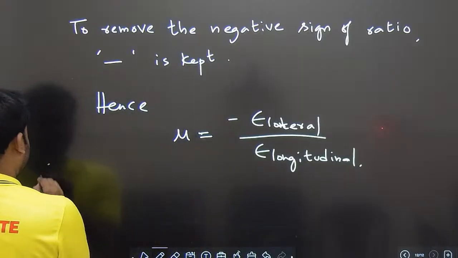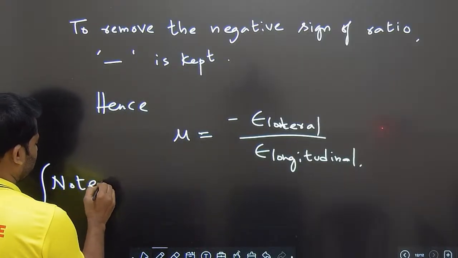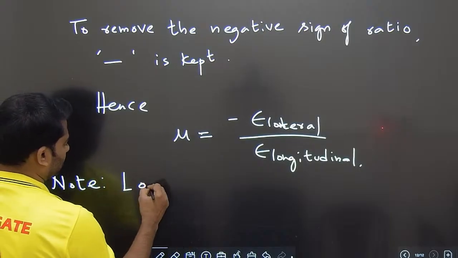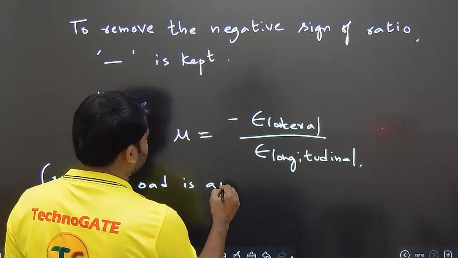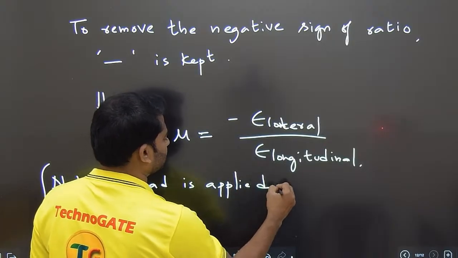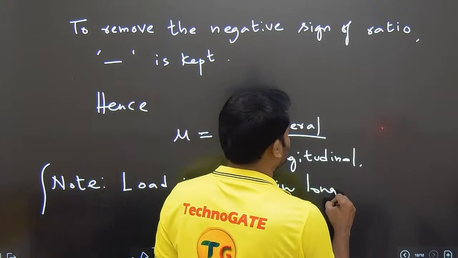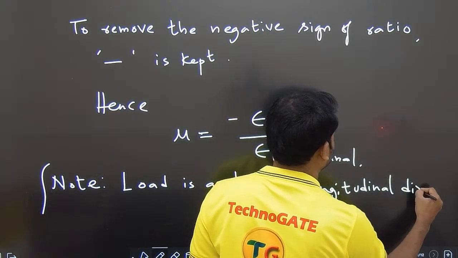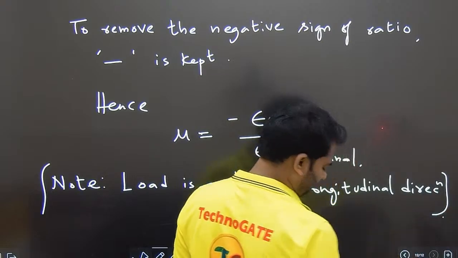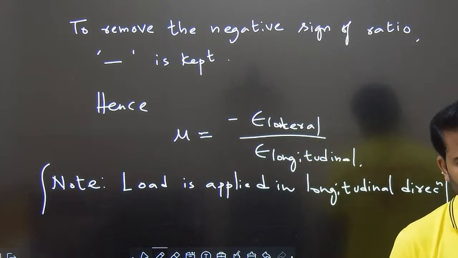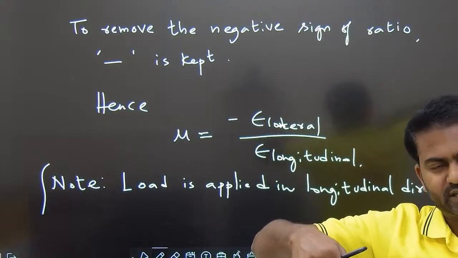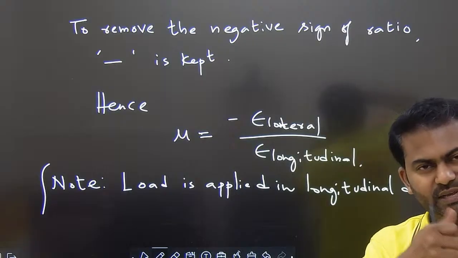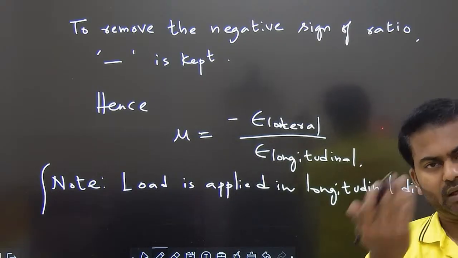Clear? Understand? And keep in mind, the note point here is that this is the ratio where load is being applied along the longitudinal direction. So you are applying load in the longitudinal direction, so there is strain produced in the lateral direction. If you apply load in the lateral direction, strain will be produced in the longitudinal direction. So all are Poisson's effects only.